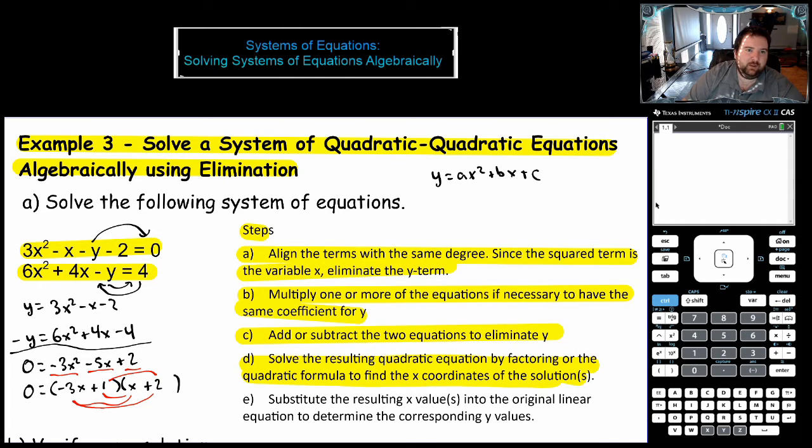So we factored. Now we have our two solutions, right? So this is going to be x equals negative 1 divided by negative 3, so 1/3. And x equals negative 2 here. All right.